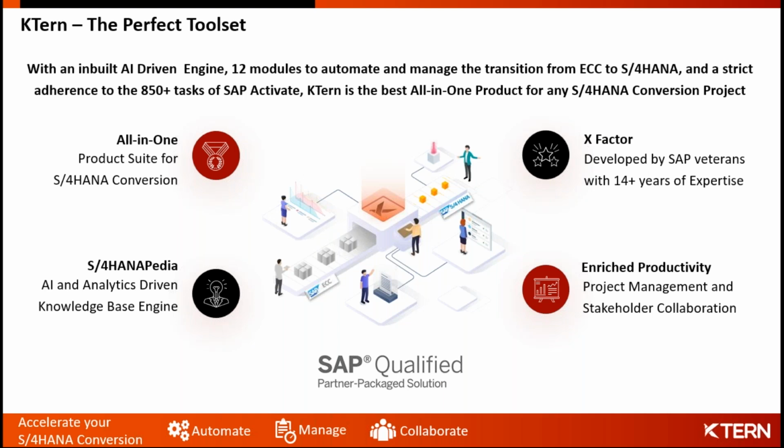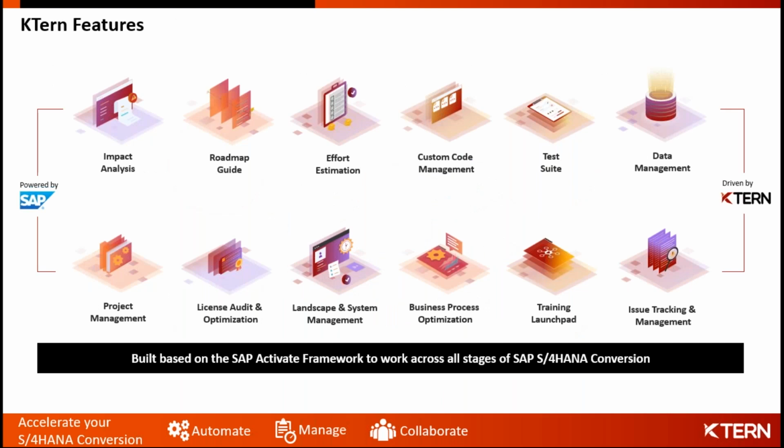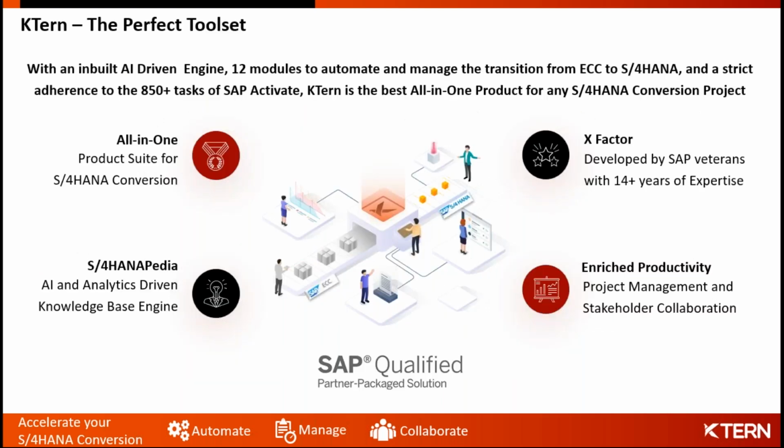And so let's talk about the perfect tool set. Let's talk about KTern, the perfect tool set for entire S4HANA conversion. So KTern is an inbuilt AI-driven engine which has got 12 main modules, and these 12 main modules act as the core for the entire conversion project. Why would I call that? Because it is an all-in-one suite, for the product suite and for the conversion.